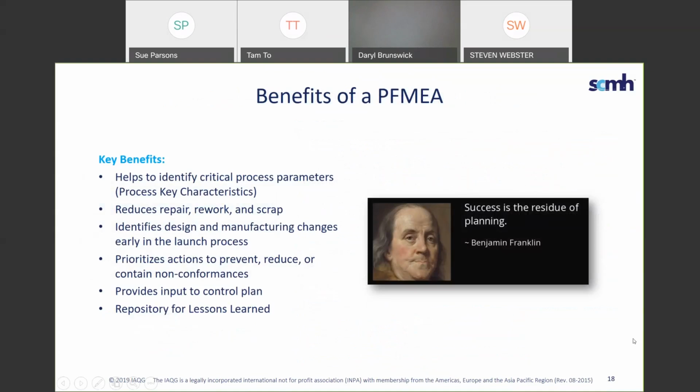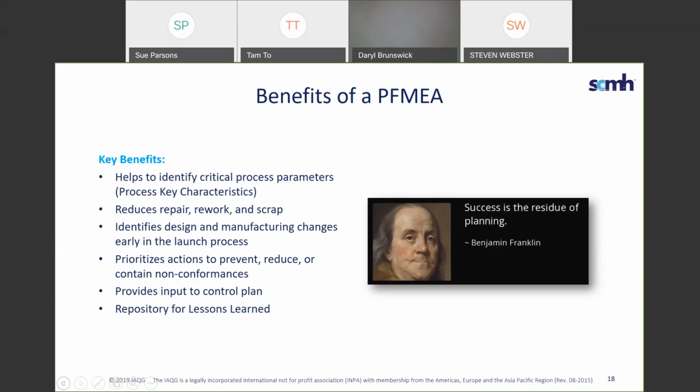So we like these little sayings. Benjamin Franklin always says, success is the residue of planning. And that, to me, hits home pretty good. The key benefits: it helps to identify critical process parameters and process key characteristics, reduces repair, rework, and scrap. Dollar signs are wrapped around that one. Identifies design and manufacturing changes early in the launch process. And that's what APQP tries to do, is get you a quality product at launch.